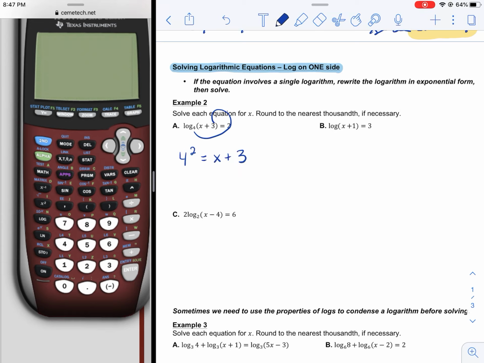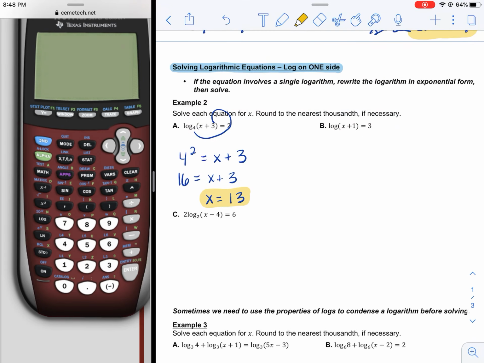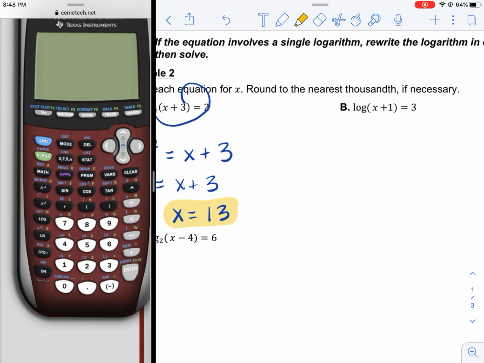And if you can remember that very first step, change it to exponential form, the rest of the problem becomes pretty simple. Okay, 4 squared is 16. And then all you have to do is subtract 3, and we get x equals 13. Okay, if I do a quick check of the argument, 13 plus 3 is 16. And so it's not extraneous. I'm going to go ahead and highlight it. Okay, remember if no base is written, the base is 10.